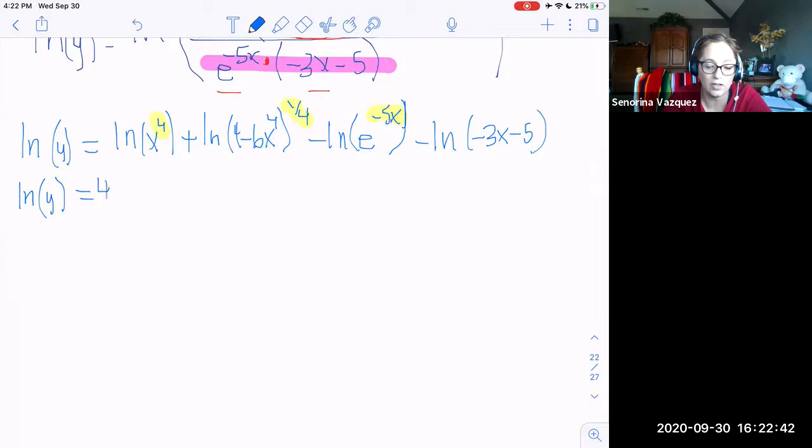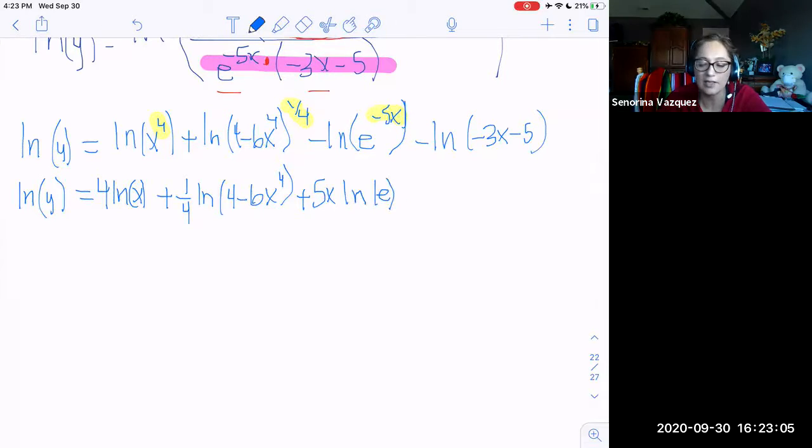So that's a 4 times the natural log of x plus a 1/4 times the natural log of 4 minus 6x to the 4th. And then negative times a negative is a plus 5x times the natural log of e. Anybody remember what that is? Natural log of e, we know what that is. Minus the natural log of negative 3x minus 5.